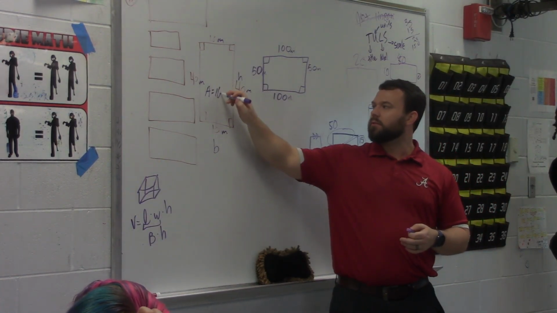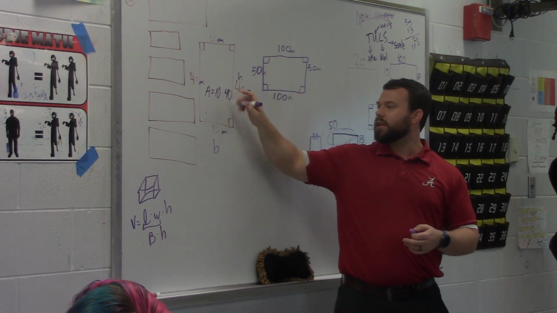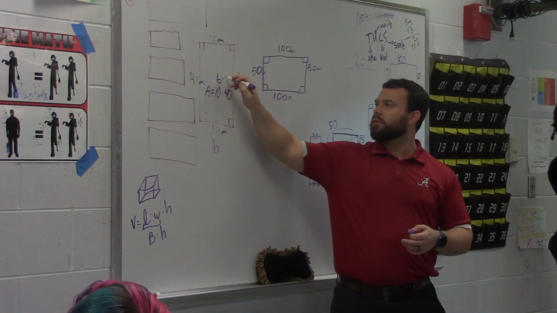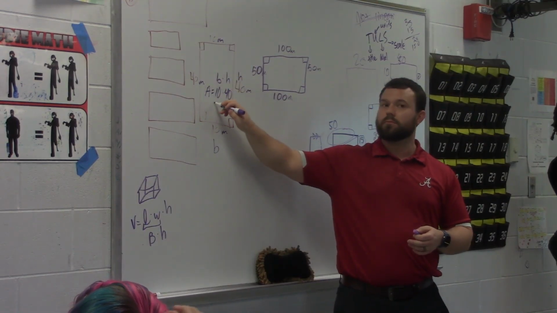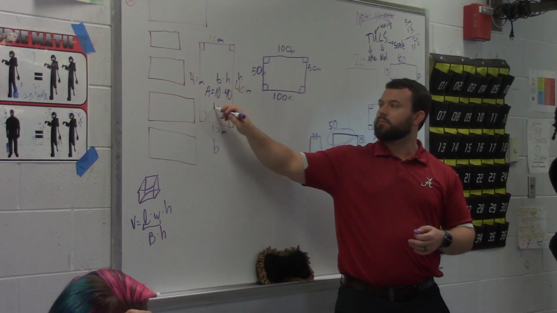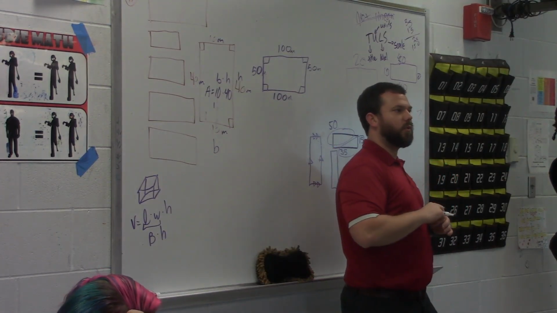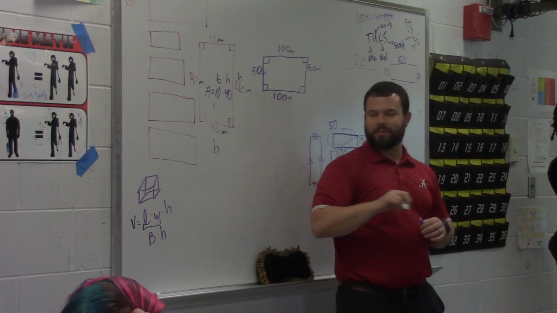Base of 10 times height of 40. What's the area of this plot of land? 10 times 40. 400.